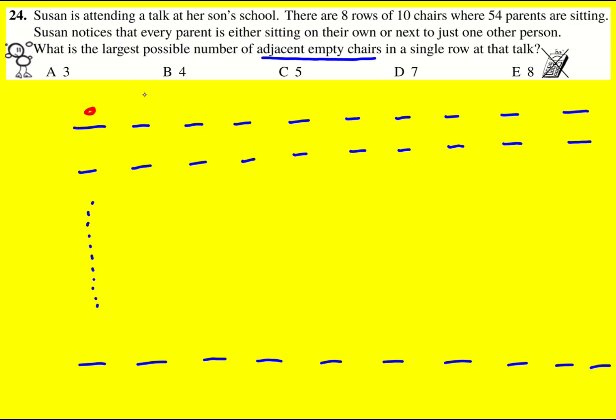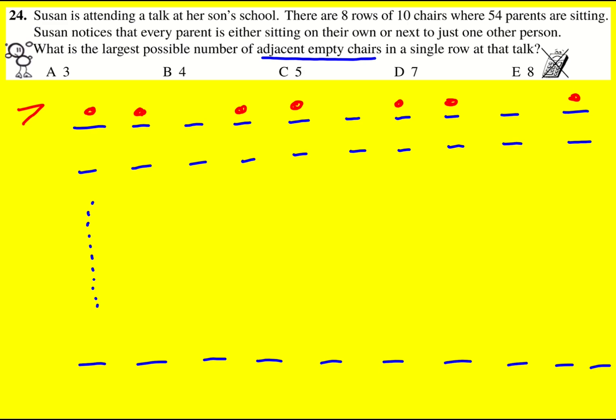And what we can do is we can try and put people next to each other as much as possible. So they're either sitting on their own or next to one other person. So let's try and sit them all next to one other person. I'm going to now have to leave a gap. So 2 there, leave a gap, 2 there. Okay, so the most that I can fit in any one row is going to be 7.